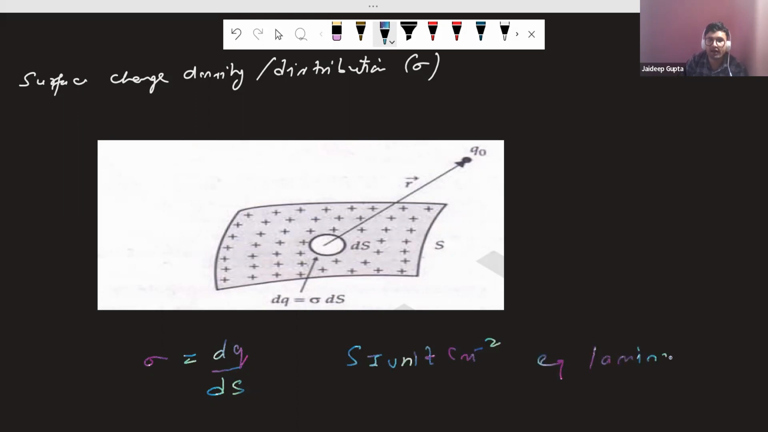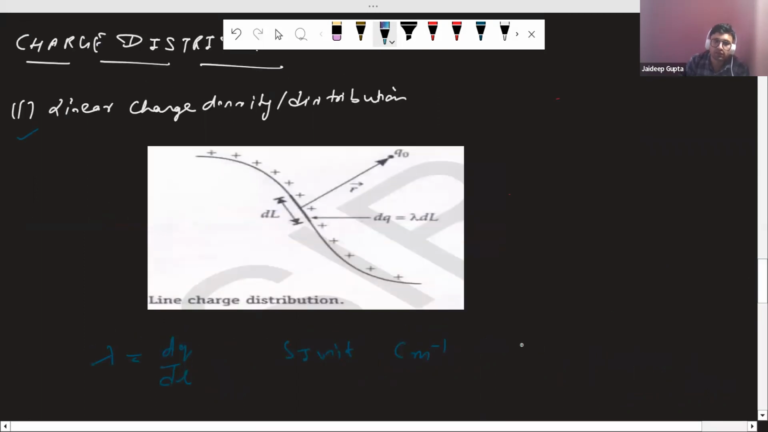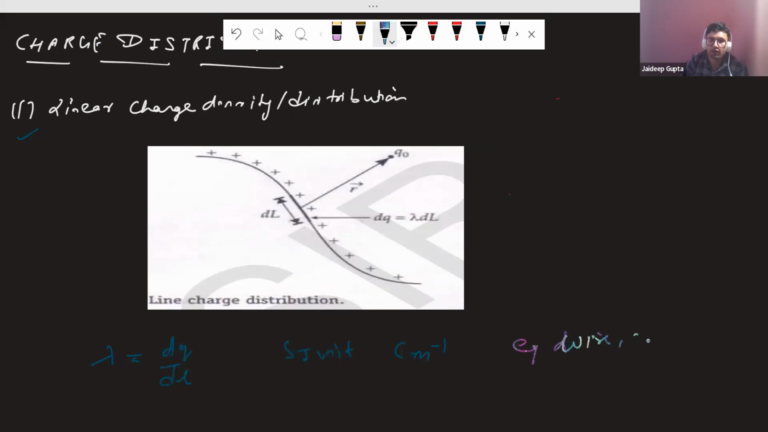Lamina means a rectangular sheet, or a hollow sphere. So while dealing with these continuous bodies, we have to take surface charge density. When we deal with a length, a straight wire or a ring, then we will take linear charge density. Wire or ring.